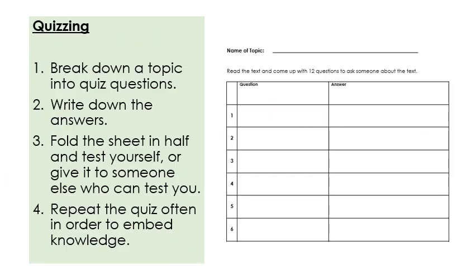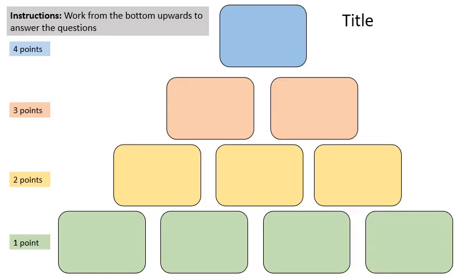Students can also check their understanding by making simple quizzes on each topic. They might break down a subject into, say, 12 questions and write down the answers as well. If they wanted to test themselves, they can then fold the sheet in half, looking only at the questions, saying aloud the answer, and then checking to see if they got it right. We can also support students by, of course, questioning them and helping them with this.